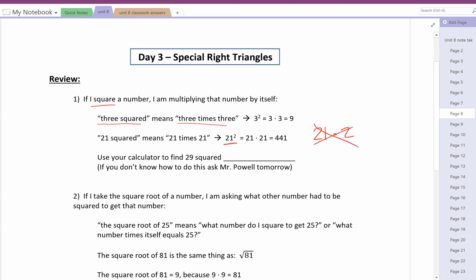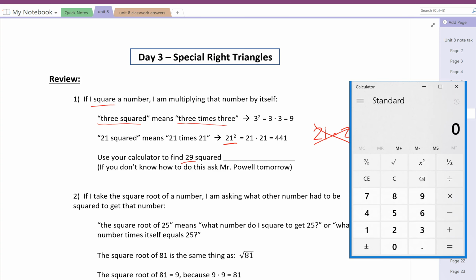Okay, so what I want you to do is pause the video, make sure you know how to do this on your calculator. If you don't know how to square something, just call me over and I'll show you how to do it either today or tomorrow. So try to do 29 squared.